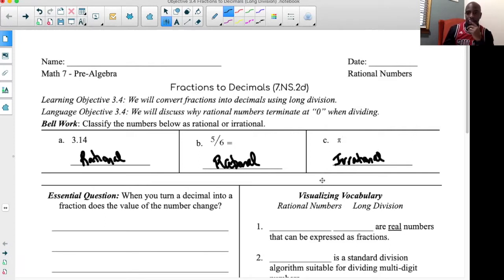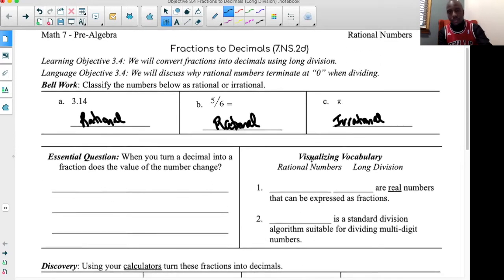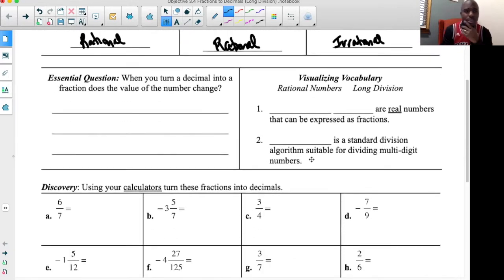All right. That being the case, what I want us to do is look at the essential question quickly, and look at the visualizing vocabulary before we continue on our journey. When you turn a decimal into a fraction, does the value of the number change? When I take a decimal such as 0.5, and I turn it into a fraction, 1/2, does that value change at all, right?